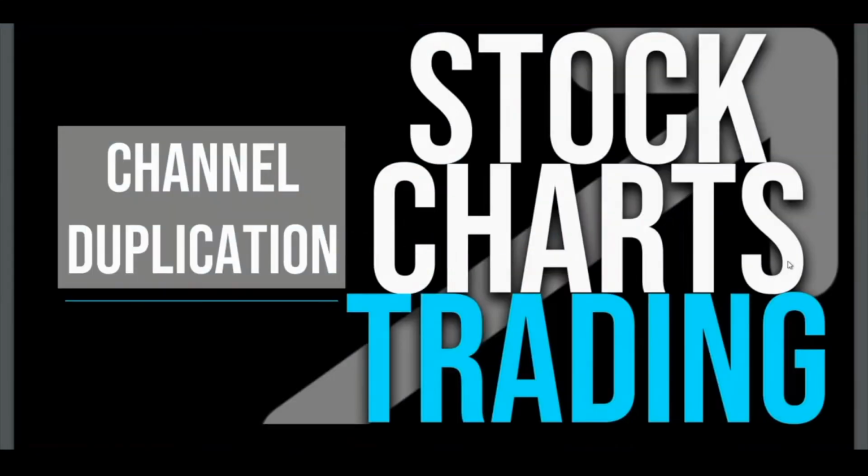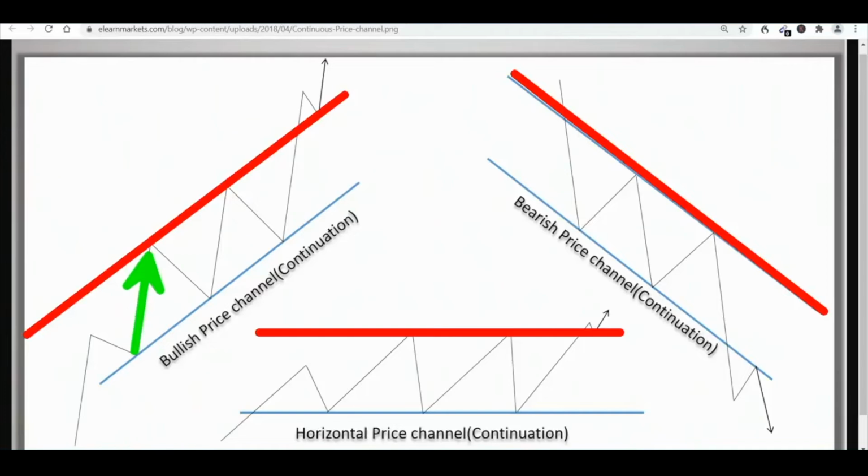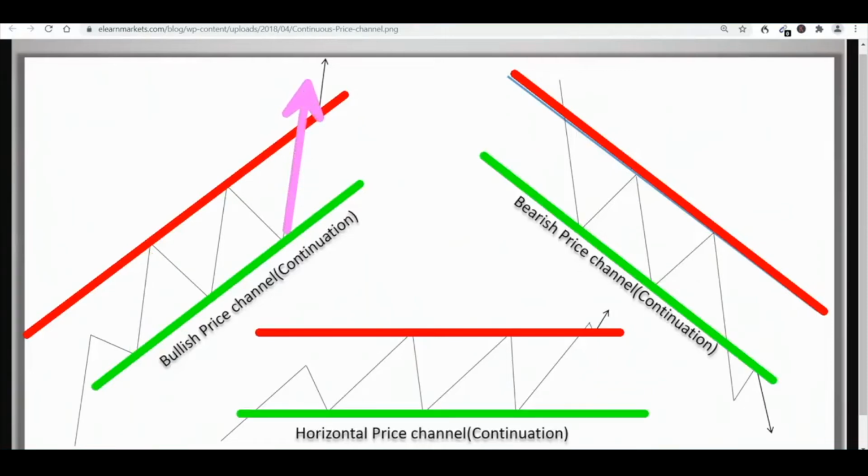Let's go deeper on channel duplication. Obviously, because of Elliott wave and structure, channels are great at showing us resistance. Price comes up, we get resistance. Price comes up, we get resistance. Price comes up, we get resistance. But have you ever experienced where price breaks through that resistance and keeps going in the direction of the trend?